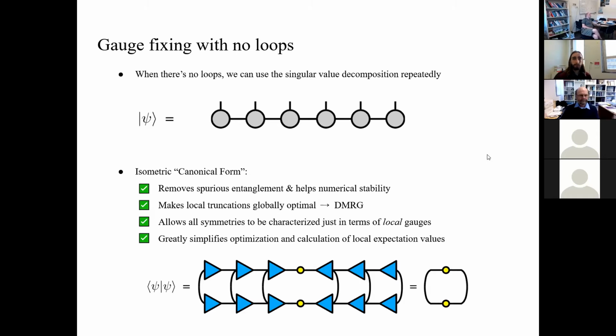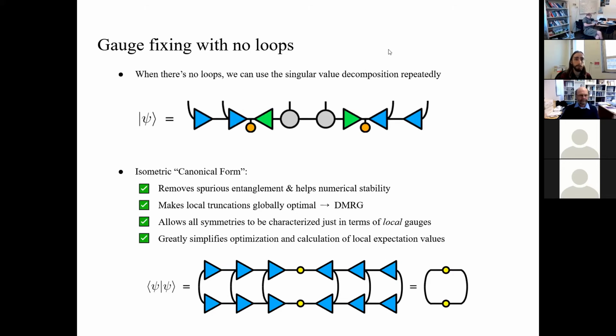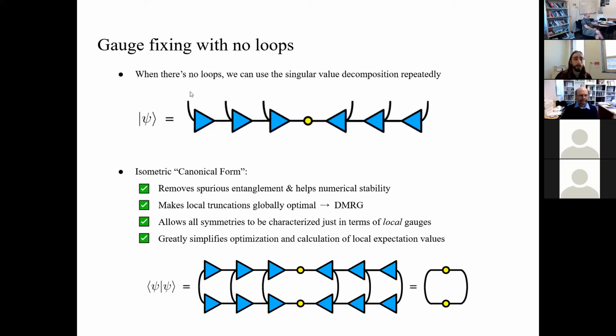If the tensor network has no loops, then this is fairly straightforward. To gauge fix a 1D state or a state with no loops, you can just apply the SVD repeatedly, for example. So here we'll start with these tensors on the edges, apply the SVD, and now contract these into their adjacent tensors. And now we're left with an isometry here in this tensor, and we can do the same thing again. SVD, contract with these tensors, SVD, and then contract those tensors. And now we're left with what's called the isometric canonical form, because each tensor here is an isometry from its physical indices and these virtual indices pointing towards this orthogonality center here.